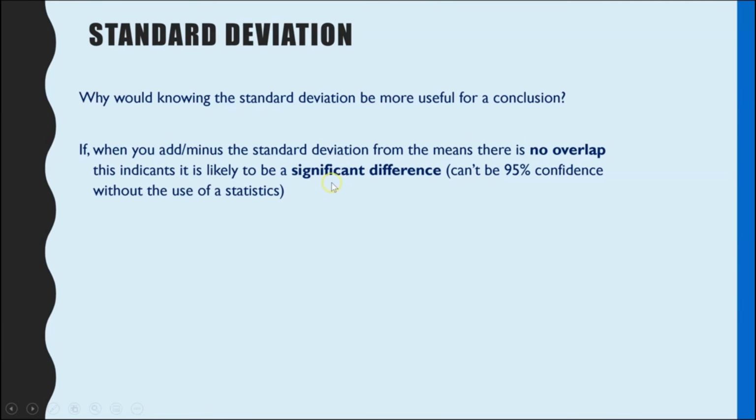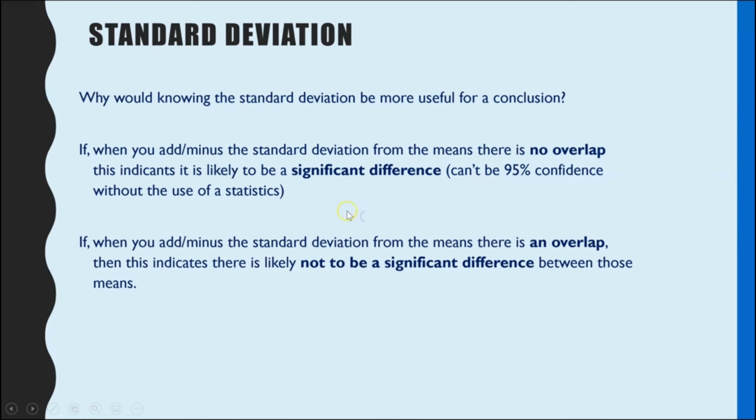Now, you can use this phrase significant in AQA for standard deviation, but it's just key to make sure it indicates it's likely to be significant. It's not a full statistic, so it doesn't tell you that you can be 95% confident that it's significant, but it's likely to be significant. So that's the language you'd use. However, if when you add or minus the standard deviation from the mean, there is an overlap, that indicates that there is likely not to be a significant difference. So an overlap means it's not significant. No overlap tells you it is a significant difference.